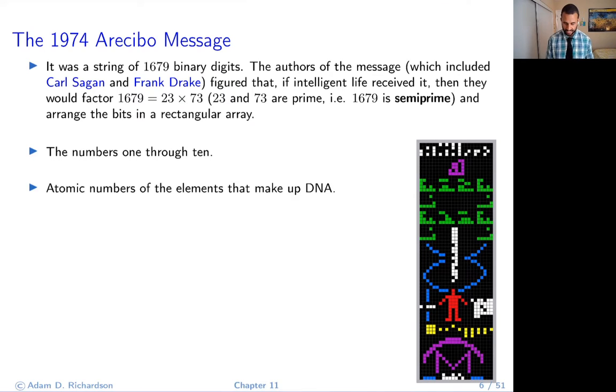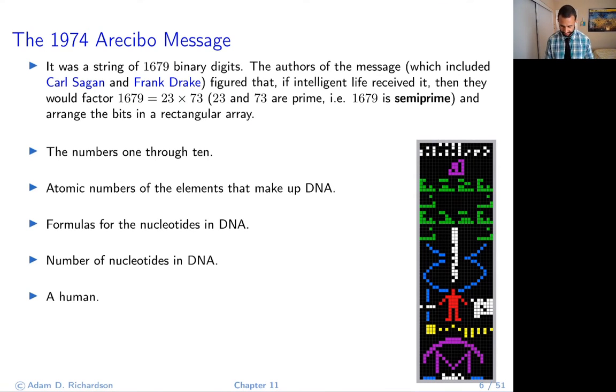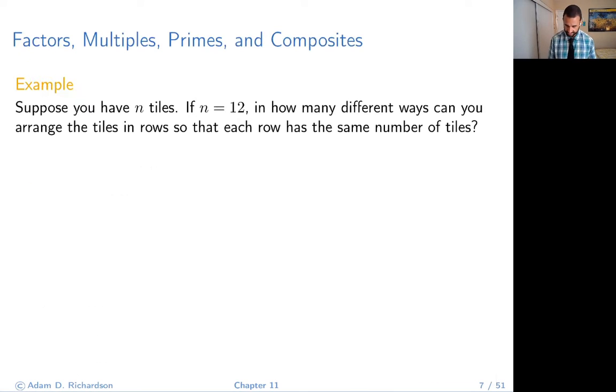So this slide just has a bunch of those things that we just talked about on it: solar system, the telescope itself, et cetera. But now this is an interesting question. Let's read this question that we might ask one of our students. Suppose you have n tiles. Now, if n equals 12, in how many ways can you rearrange the tiles so that each row has the same number of tiles?